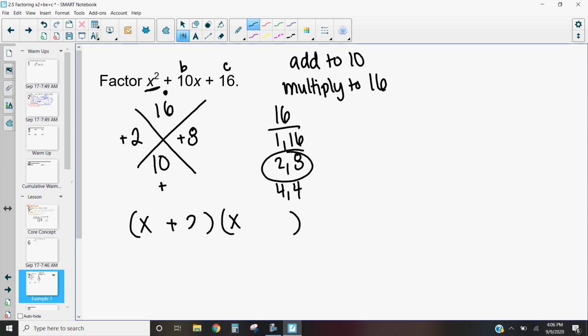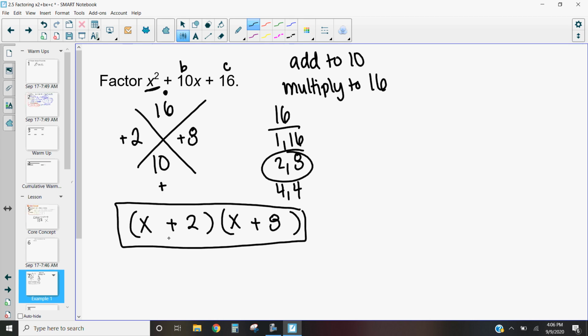So I'm going to have a plus 2 and a plus 8. And that is how we're going to factor it. So what we want to do is look and see: I'm going to multiply, I'm going to add, what are my signs? And I'm just going to plug that number with the sign in front of it in there.